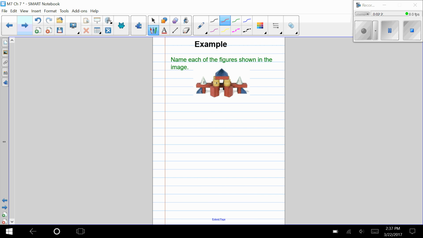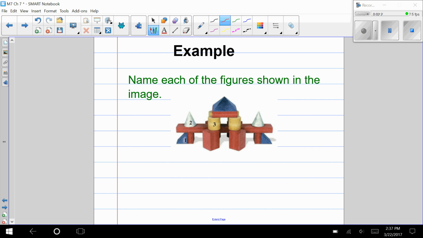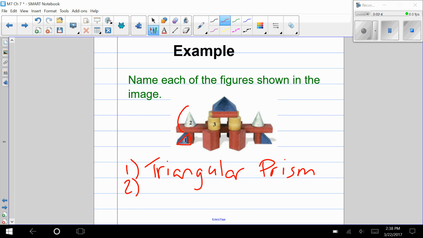So we are going to name each of the figures here. So number one is this guy right here. You can see that the front is a triangle, and there would be a triangle in the back, and they're connected. That makes it a triangular prism. Number two is right here. That is a cone. It has a circle on the bottom, and it goes to a point.